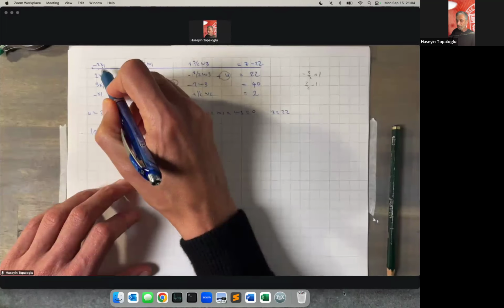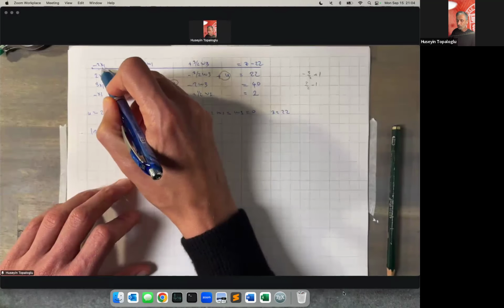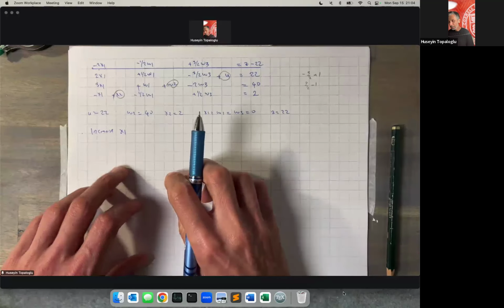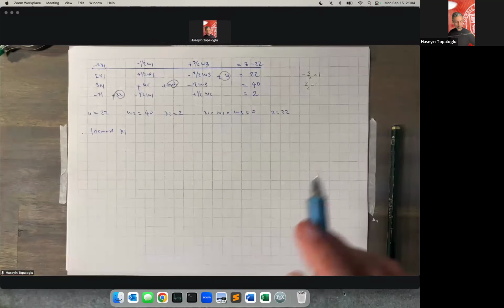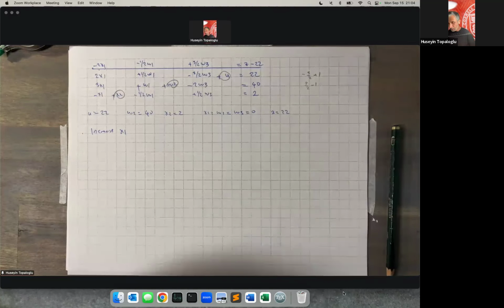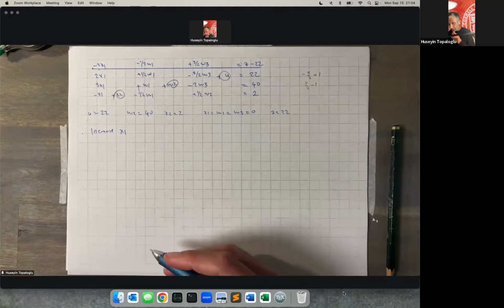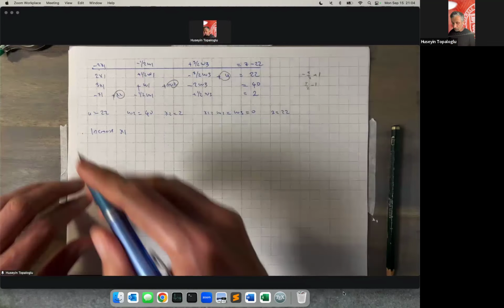Increasing x1 gives me a bigger bang for my buck. For each unit of increase in x1, the objective function goes down by 2 units as opposed to 1/2 units. So let's go ahead and increase x1. If I increase x1, how much can I increase x1 before I get in trouble?